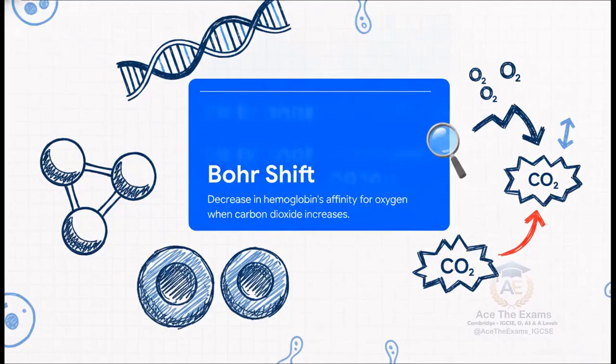But hey, before we dive deep into the data, let's clearly define the Bohr shift so we know exactly what biological principle we're extracting evidence for. Put simply, it's the decrease in hemoglobin's affinity for oxygen in response to an increase in the partial pressure of carbon dioxide.